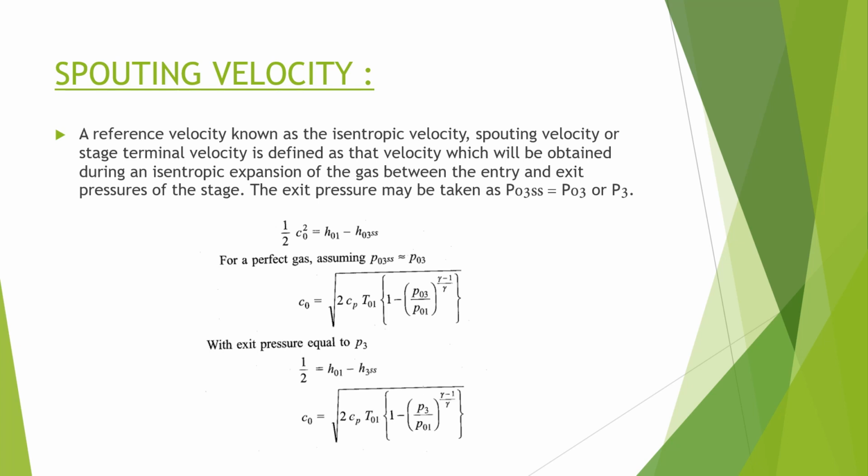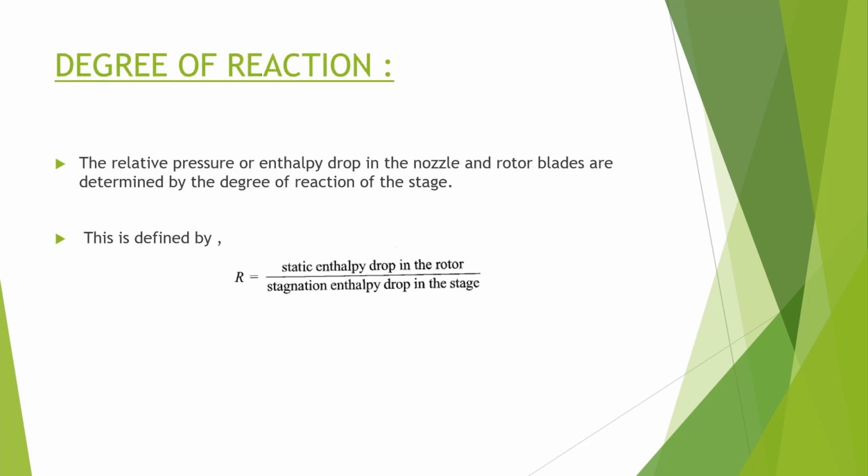For a perfect gas, assuming that P03 isentropic is equal to P03, we get C0 equal to the square root of 2 Cp T01 into 1 minus P03 by P01 raised to gamma minus 1 upon gamma. With the exit pressure equal to P3, half C0 squared is equal to H01 minus H3 isentropic. So we get the final equation for the spouting velocity C0, which is the square root of 2 Cp T01 times 1 minus P3 by P01 raised to gamma minus 1 upon gamma.